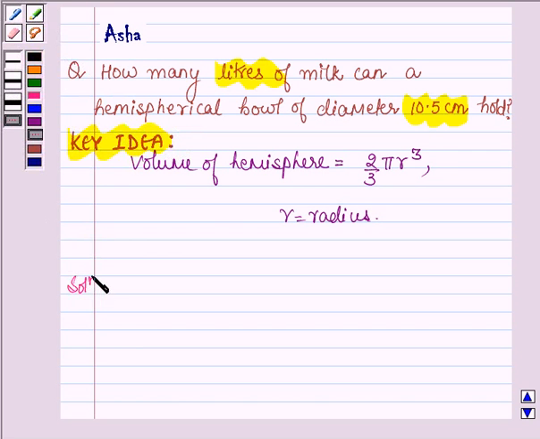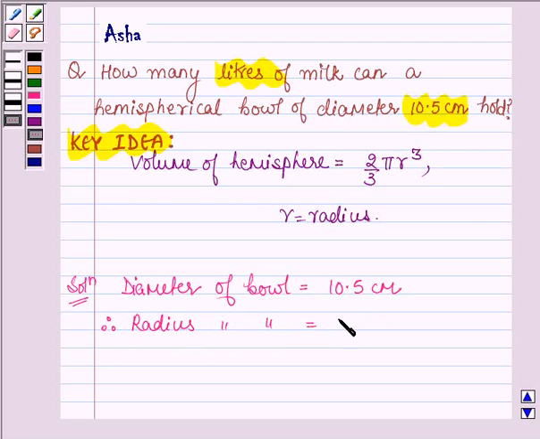Let's now start with the solution. So here we are given the diameter of the bowl is equal to 10.5 centimeters. Therefore, radius of the bowl is equal to diameter upon 2, that is 10.5 centimeters divided by 2, and this is equal to 5.25 centimeters. Let us denote the radius of the bowl by R. Now we have to find the liters of milk that this bowl can hold.